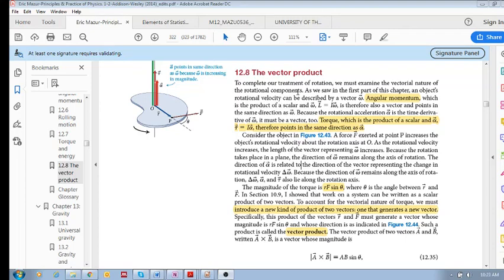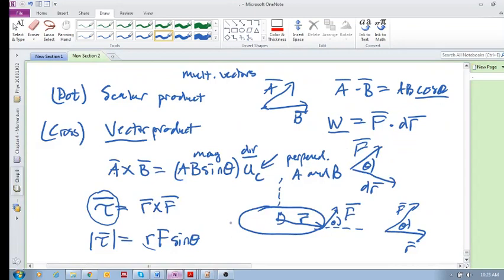So we saw in the previous one that the cross product multiplies two vectors and gives us a vector. So we know that, for example, the torque is R cross F. The magnitude of this is RF sine theta. But the thing is, torque is also a vector. So what is its direction?